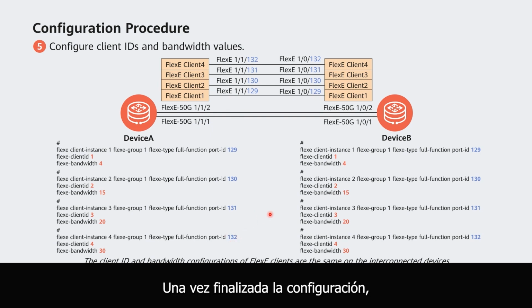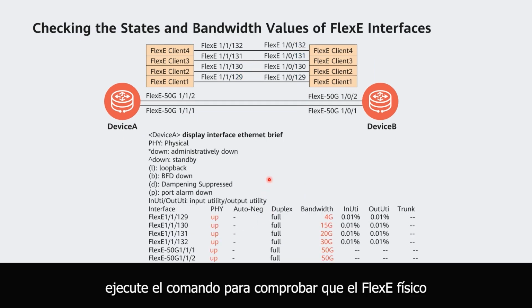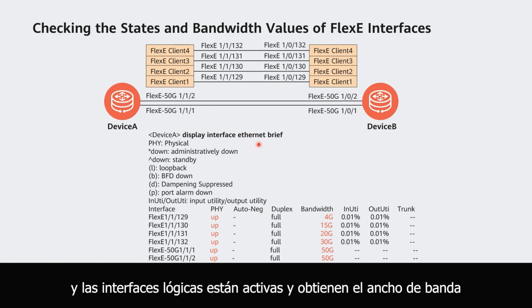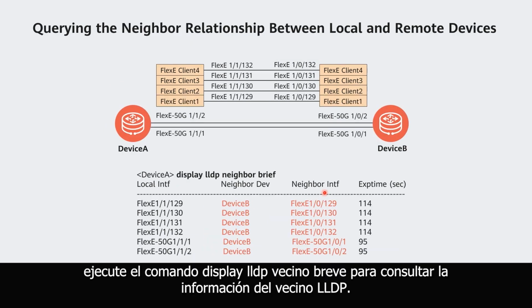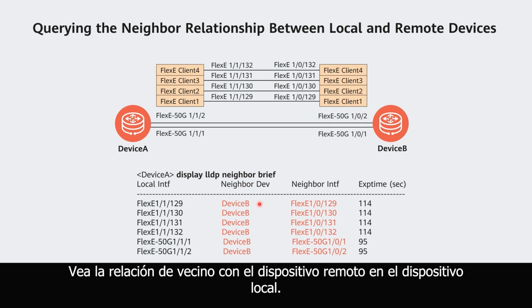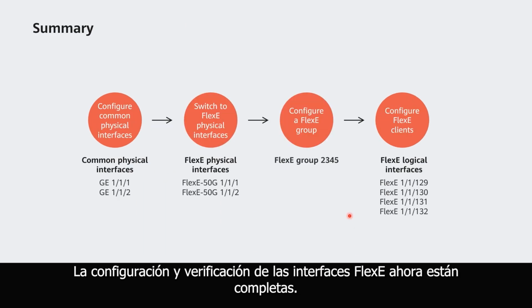After configuration is complete, run the command to check that the FlexE physical and logical interfaces are up and obtain the bandwidth values of the logical interfaces. In addition, run the display lldp neighbor brief command to query LLDP neighbor information. View the neighbor relationship with the remote device on the local device. Configuration and verification of FlexE interfaces are now complete.